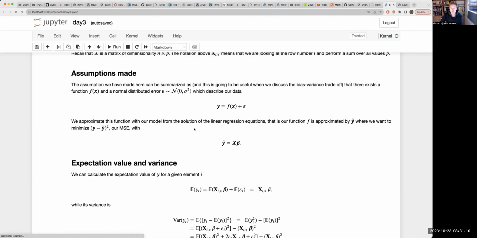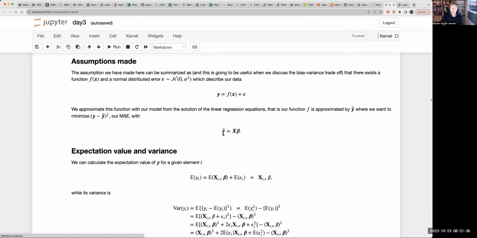Now, the problem which we have is obviously that we don't know the function f, and then we approximate f with the y tilde, which is our model. So this is where we define the model, although you could say that by making this assumption, you could think of that as a model for the data itself. So there are two levels of modeling here.